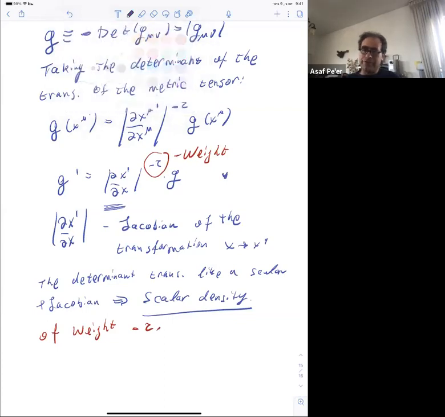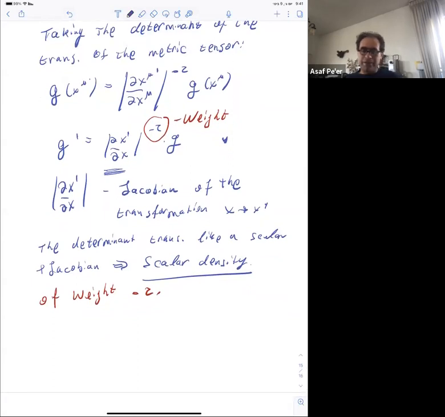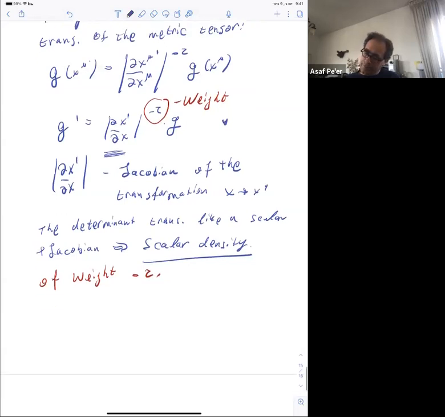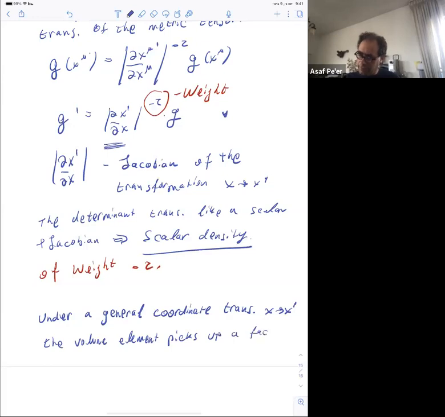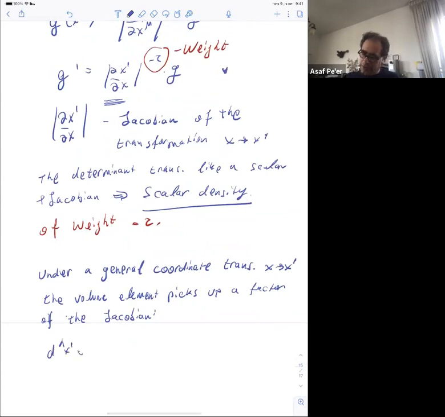Now, why did I take a few minutes of your time telling you all that? Because under a general coordinate transformation, x to x prime, the volume element d^n x prime picks up a factor of the Jacobian. d^n x prime is just dx mu prime over dx mu times d^n x.